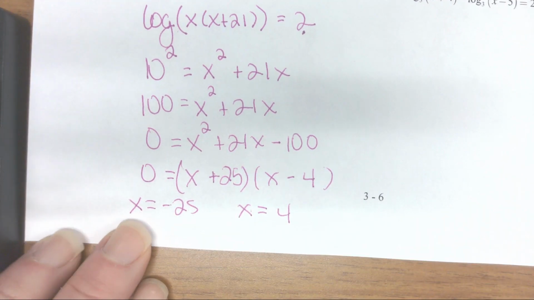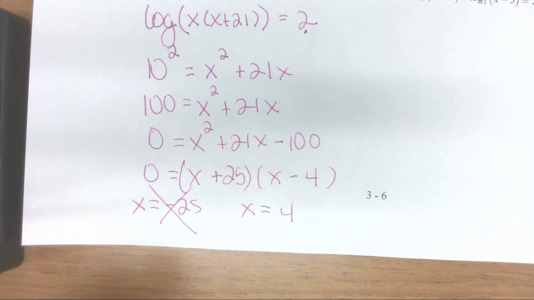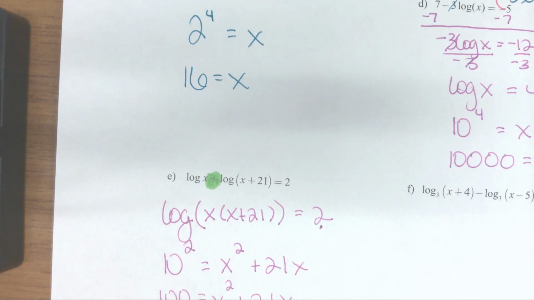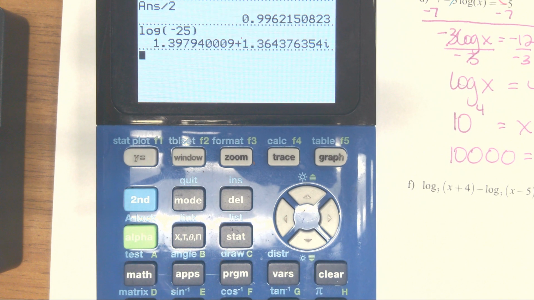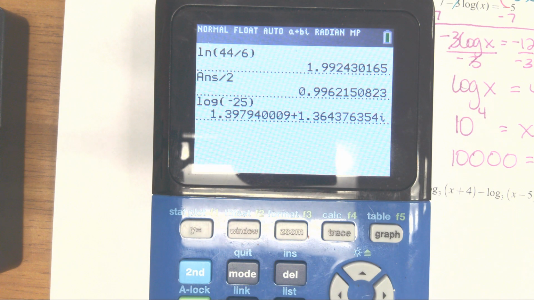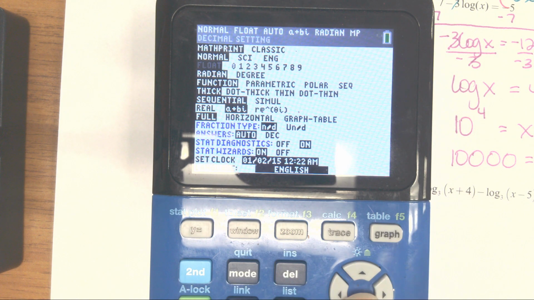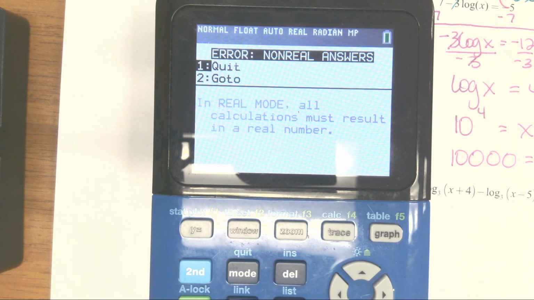And I'm going to go ahead and cross x equals negative 25 out. Does anyone know why I'm doing that? Yeah, when you're doing a logarithm, the logarithm has to be something greater than 0. And so in this question, I couldn't put negative 25 in. If you tried, you could try, but watch. Oh, it gave me an i. Do you remember the i's? That means it's imaginary. I'm going to go ahead and switch my mode so it doesn't do that anymore. To real mode. Now it says error, non-real answer. Okay.